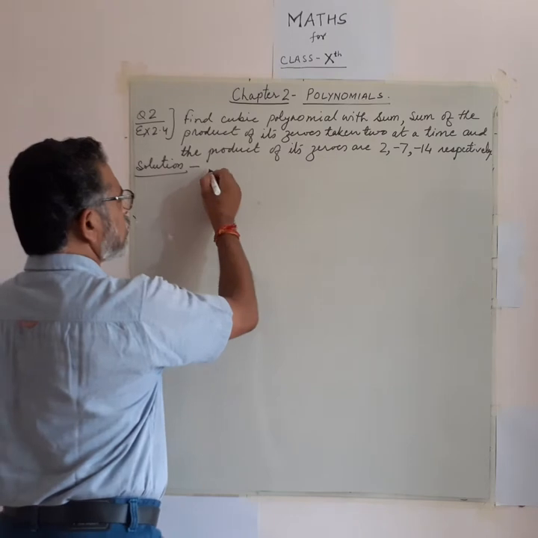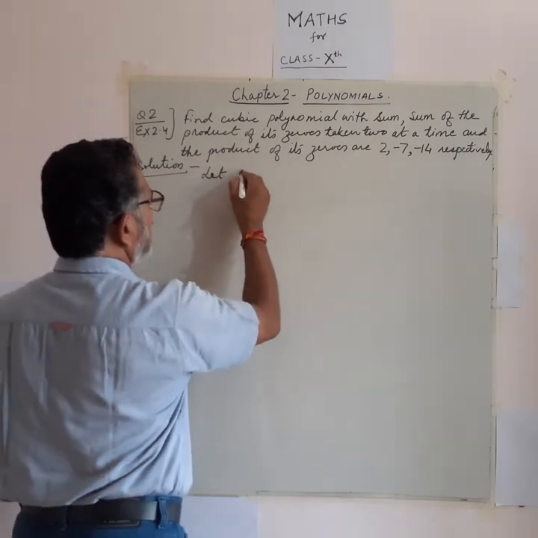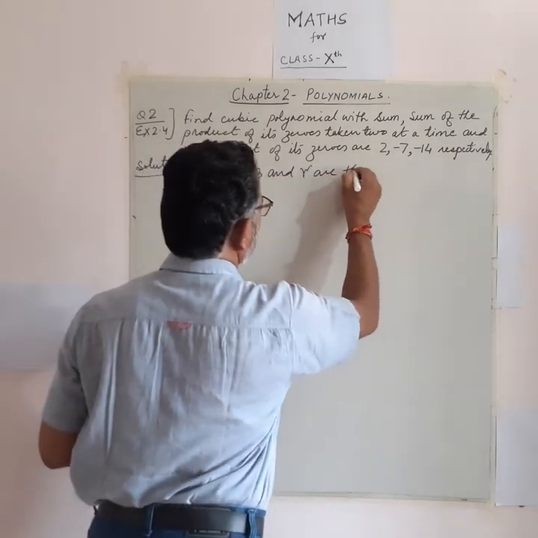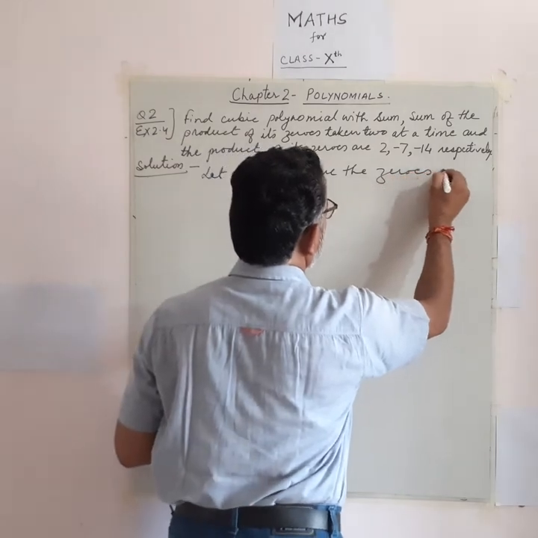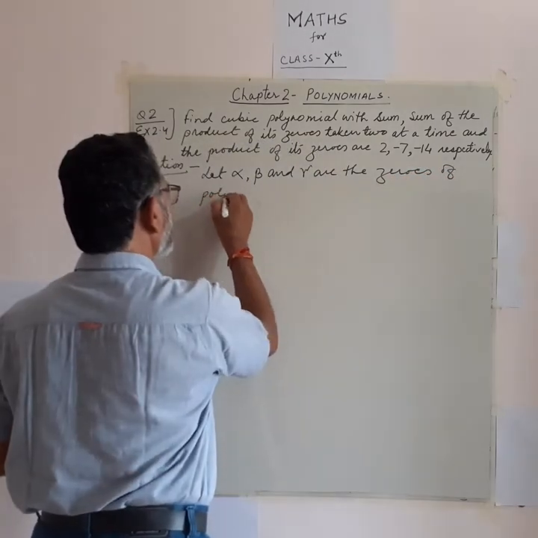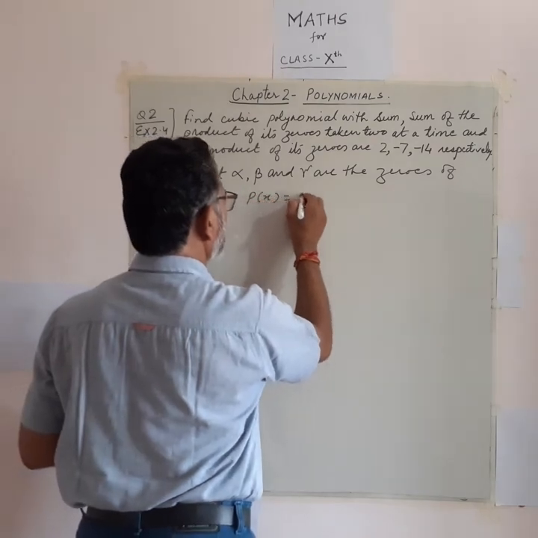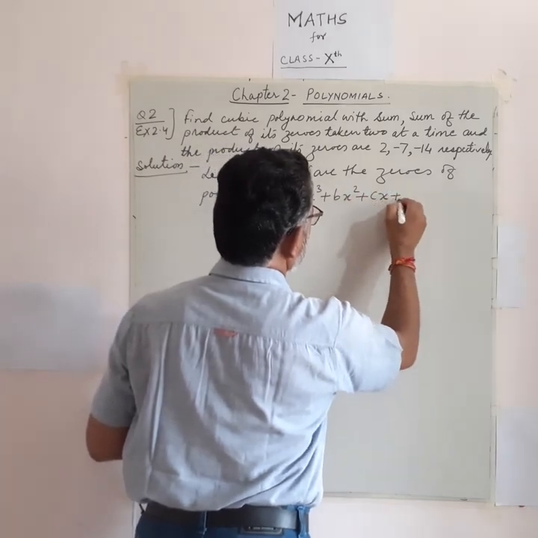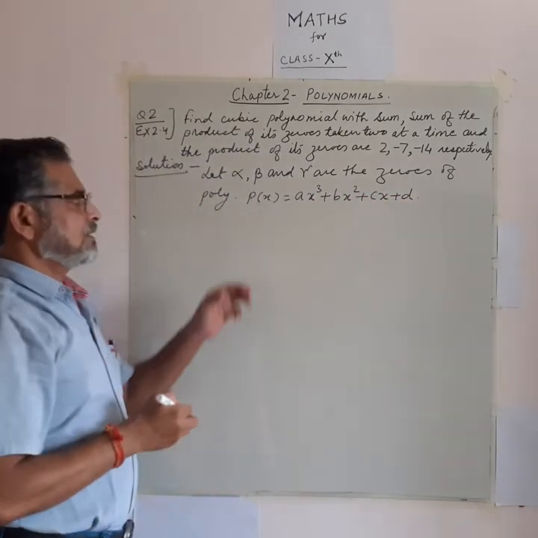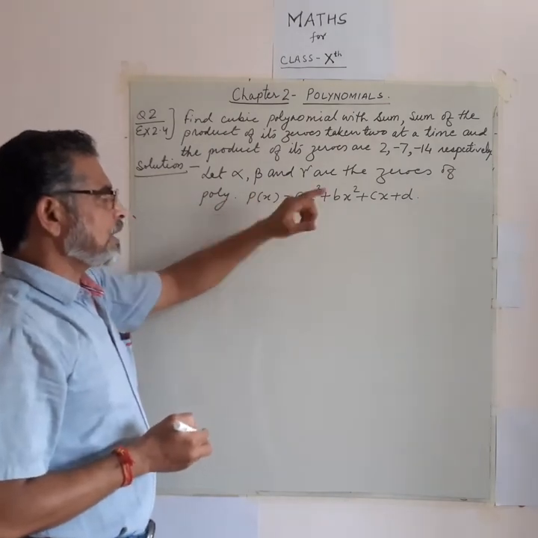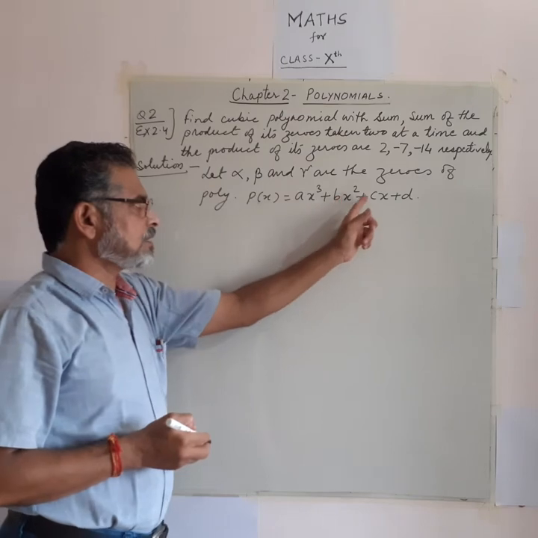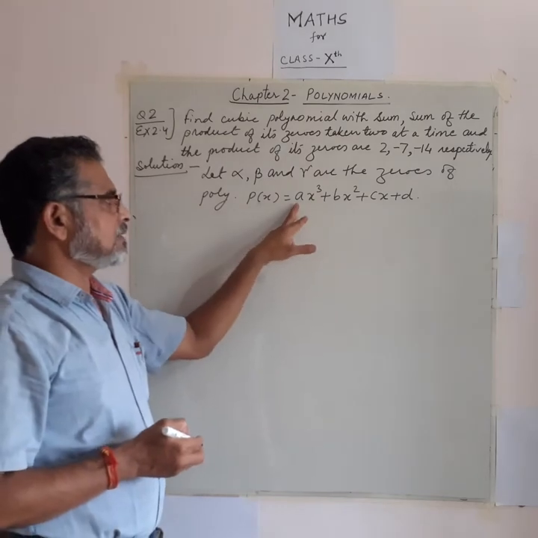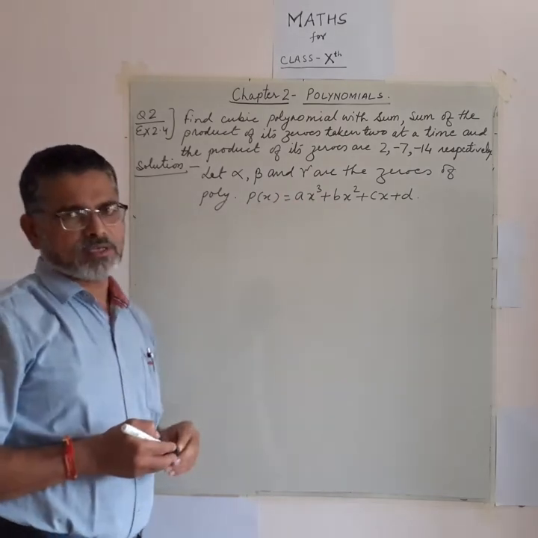So there is a cubic polynomial, so let alpha, beta and gamma be the zeros of polynomial p(x), that is ax cube plus bx square plus cx plus d. To find the cubic polynomial, we must know the values of a, b, c and d. So from the given values, we find the values of a, b, c and d.